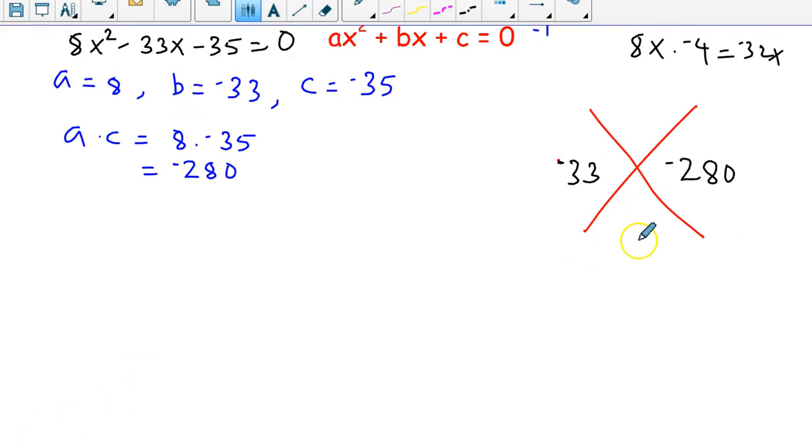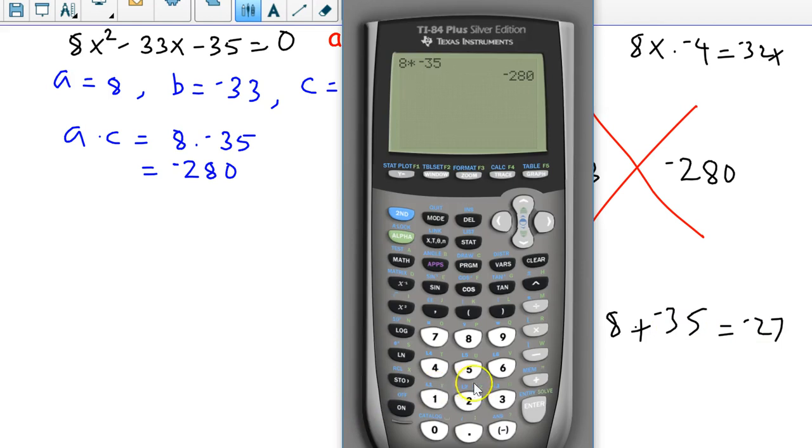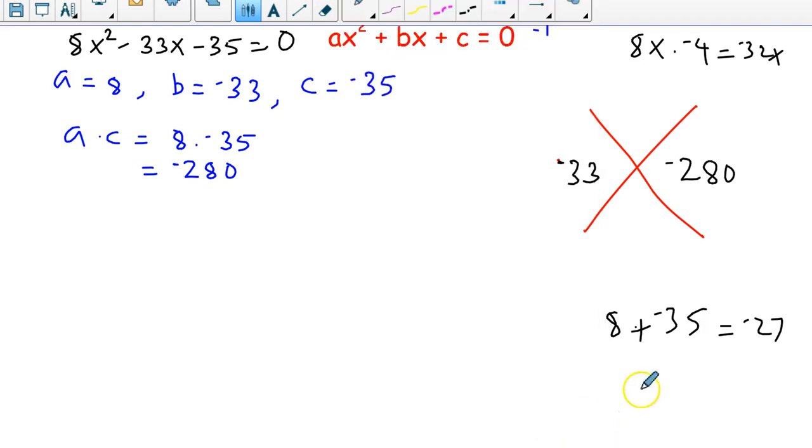Here, this is the most important step of finding the factors. We have to be really careful and get those numbers. Now, 280 is a big number, and already you know that 280 is obtained by 8 and negative 35. But adding those two numbers, 8 plus negative 35 gives you negative 27. Let me show you. 8 plus negative 35 gives you negative 27. So it's of no use. You can't use these two numbers.